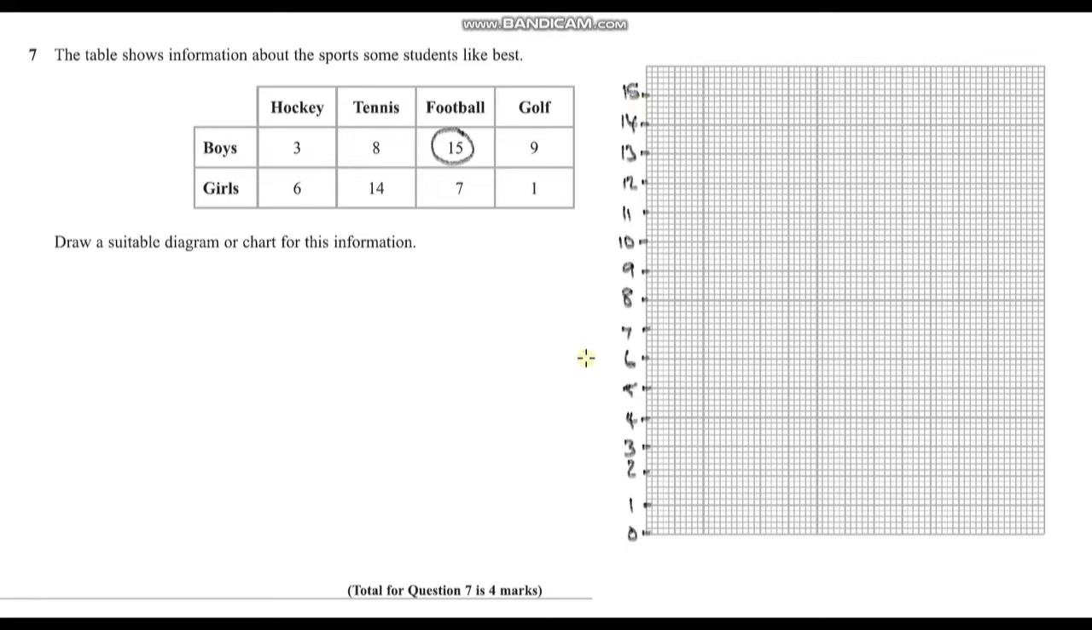And we need to make sure we give it a title. So this is frequency. That's our frequency axis. And then on the x-axis, we're going to have our sports. But notice we're not going to have 4 bars. We're actually going to have 8 bars because each sport is broken down into boys and girls.